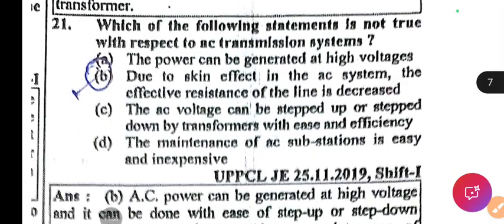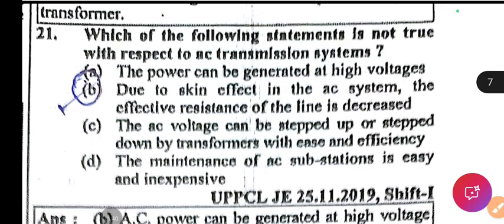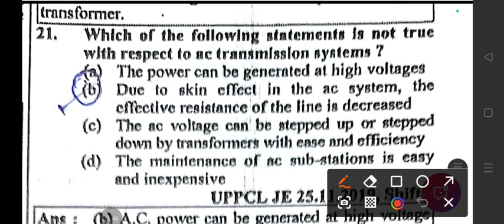Okay, next question. Which of the following statements is not true with respect to an AC transmission system? Option C: due to the skin effect, the effective resistance of the line decreases in an AC system. This is not true. Okay, and the maintenance of an AC substation is easy and inexpensive. Yes, right. AC voltage can be stepped up or stepped down by a transformer with ease and efficiency. Yes, this is also right.